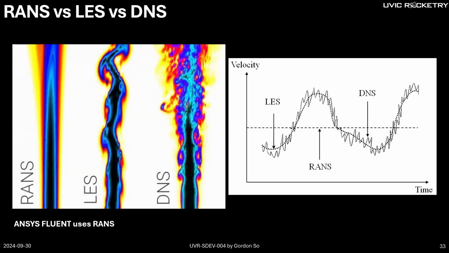RANS is just taking the average. You don't really care about the small details. And LES is basically trying to fit the curve of the actual solution. And DNS is everything. You want the noise, everything. And it's just more difficult at the end.